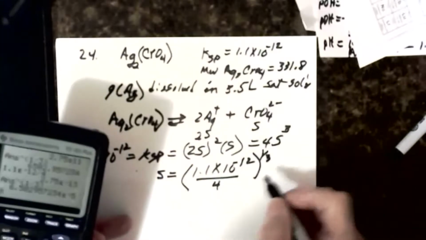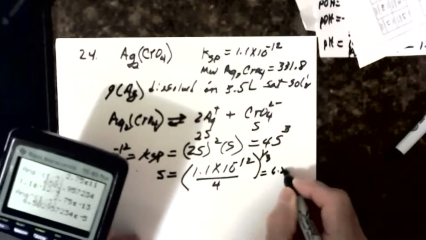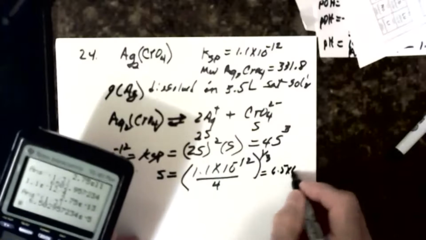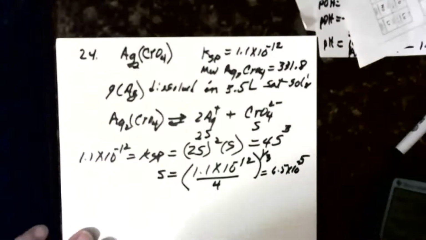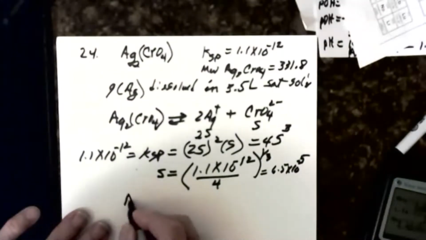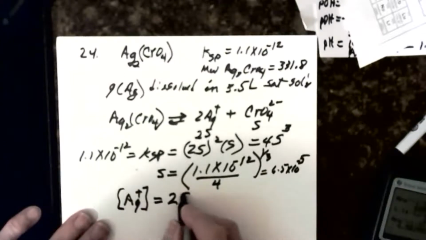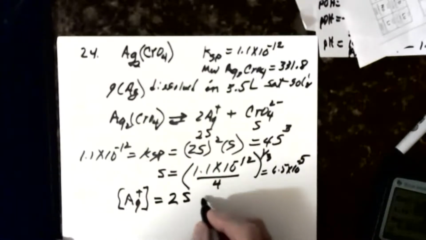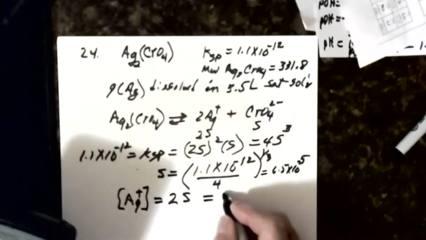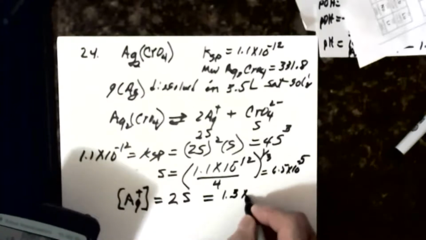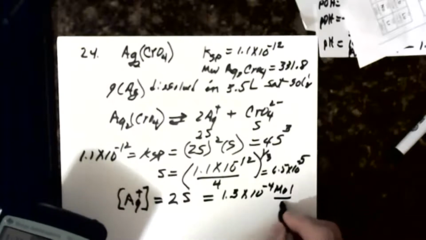And I'm coming out with a solubility of 6.5 times 10 to the minus 5th. Okay, so that looks like a reasonable answer. My Ag plus concentration that's still going to be dissolved is going to be equal to 2S. So I need to multiply that by 2. So I take that answer times 2, and I get 1.3 times 10 to the negative 4 moles of silver ion per liter.